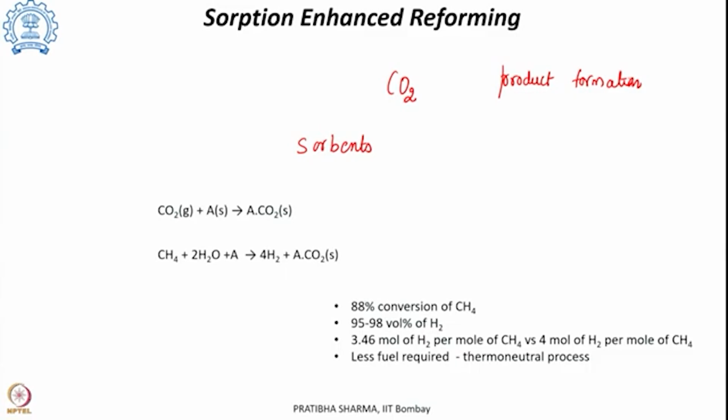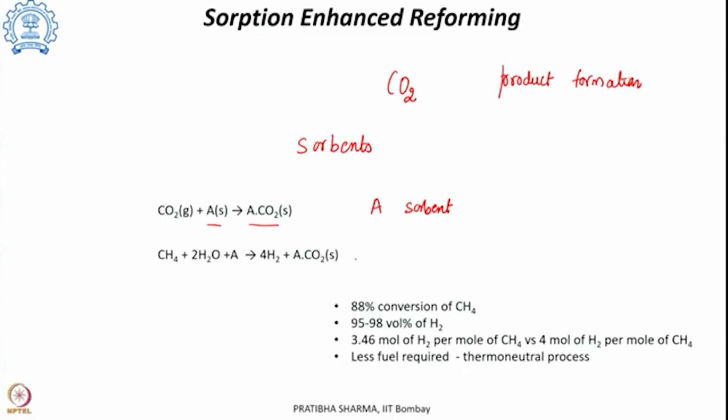So, carbon dioxide, if A is a sorbent used here, it can combine with the carbon dioxide formed after the water gas shift reaction, and it can form a compound with it. And when we need the original compound back, the regeneration needs to be done.